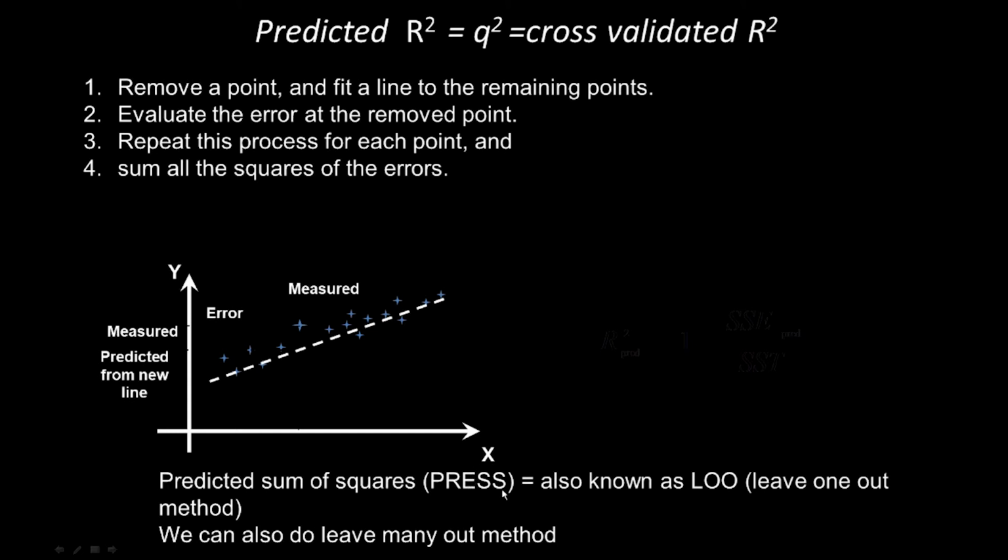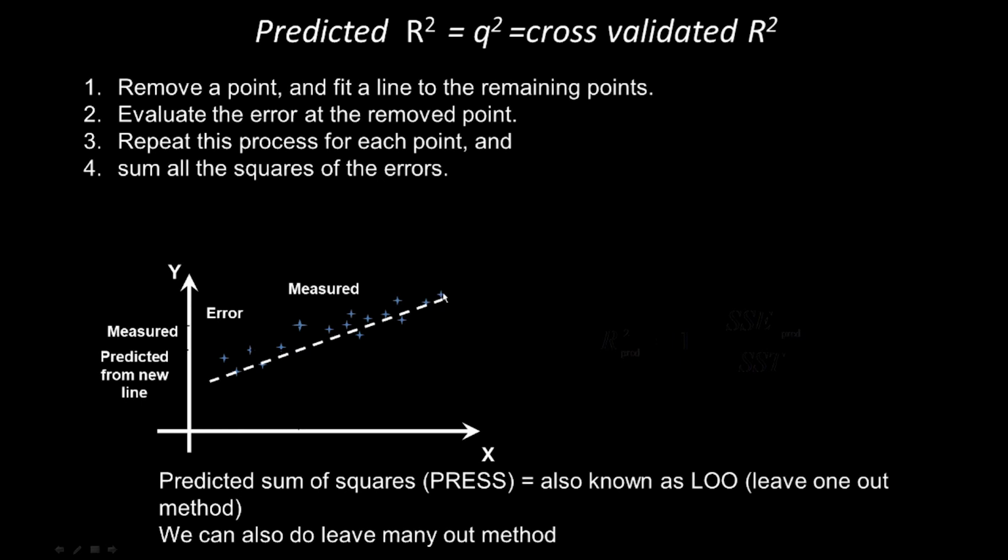Then 1 minus PRESS by the sum of squares of the total will give you R square predicted, or Q square. Okay, it is cross-validated R square. People use different terminologies here. Instead of leaving out 1 point, we can also leave out many points. Just like the leave-one-out method, we can also have a leave-many-out method.